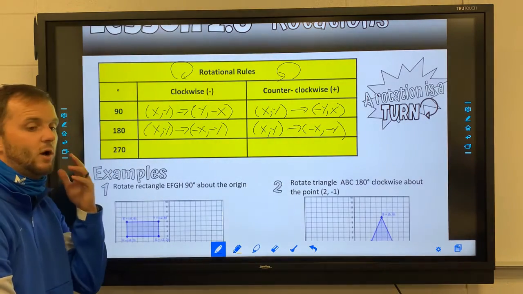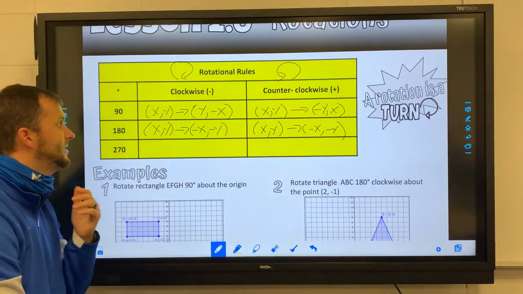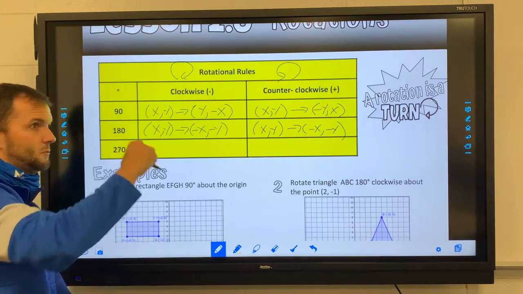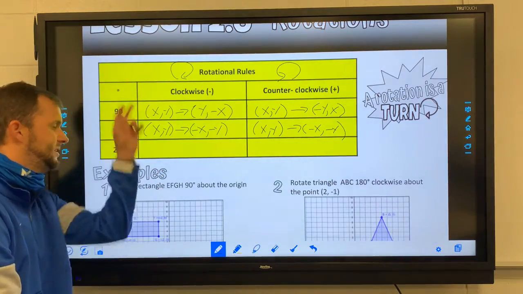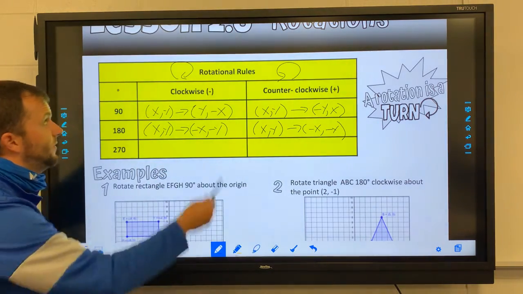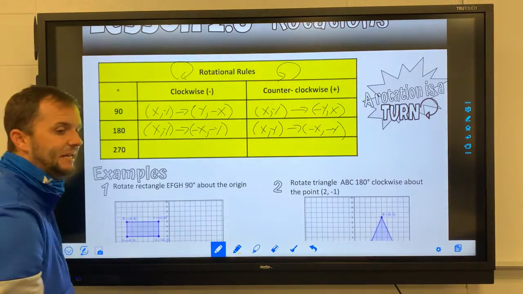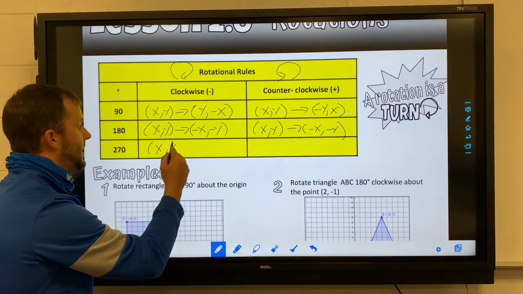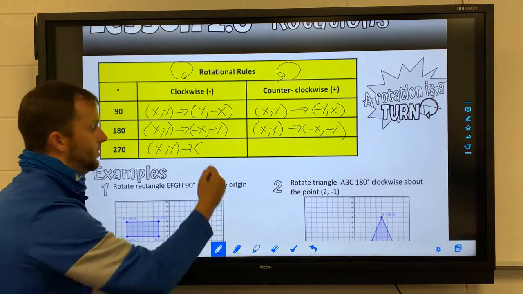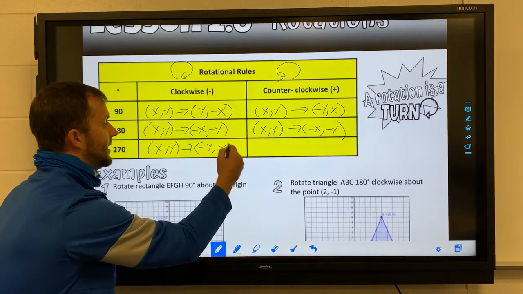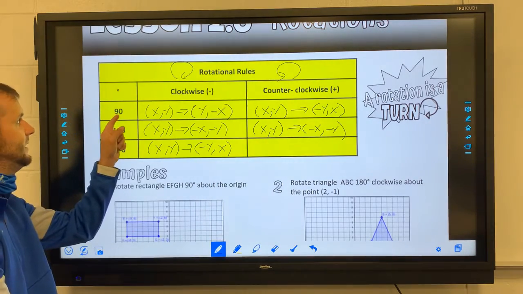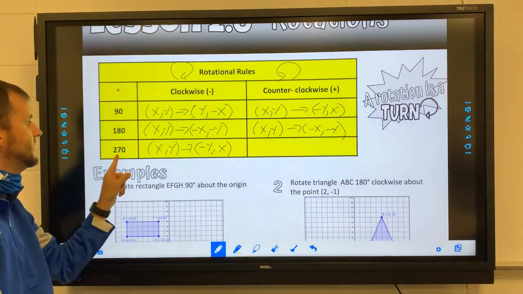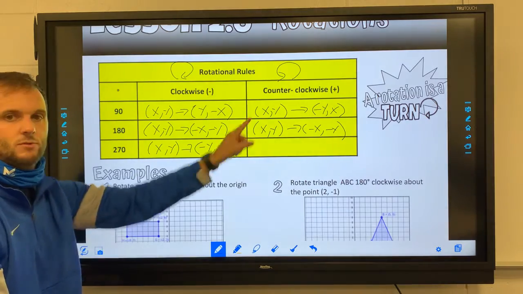And next is going to be 270 degrees. So 270 means we're going basically three 90s. So we're going three coordinates over, okay? So 270 degrees, this is going to be your rule. So if I'm going clockwise, that's negative 270, and negative 270 is going to be (x, y) changes into (-y, x). If you notice here, 90 degrees positive is going to be the same thing as going negative 270. Those have the same rules, okay?